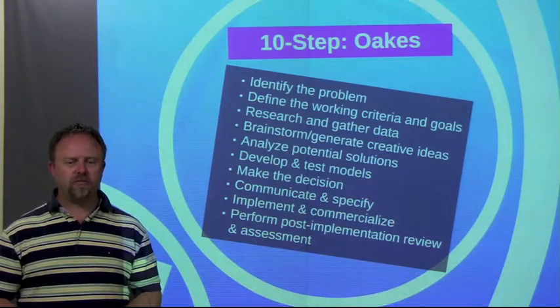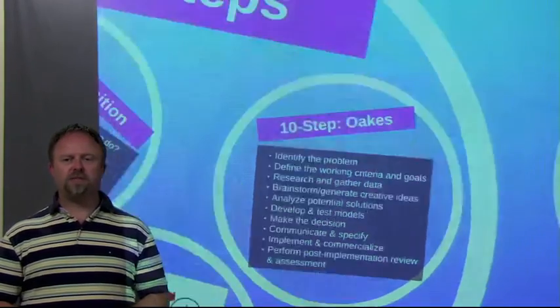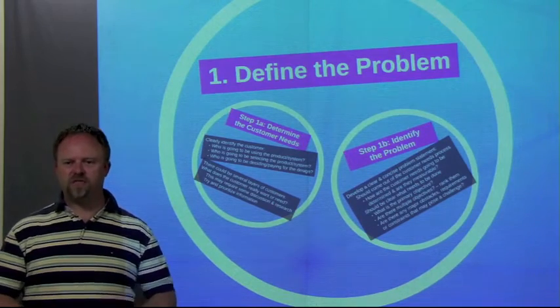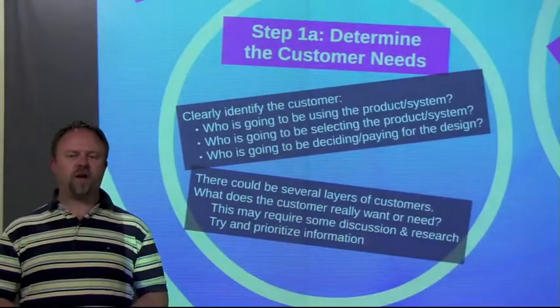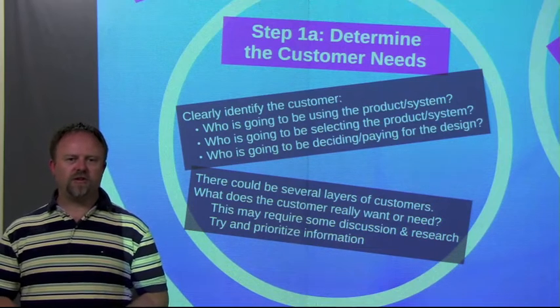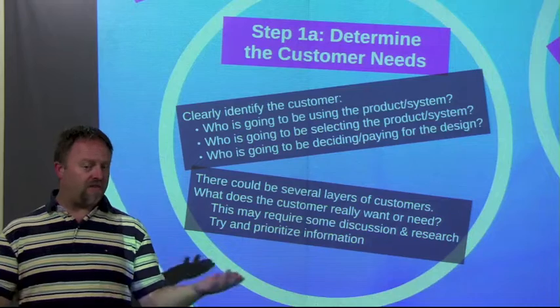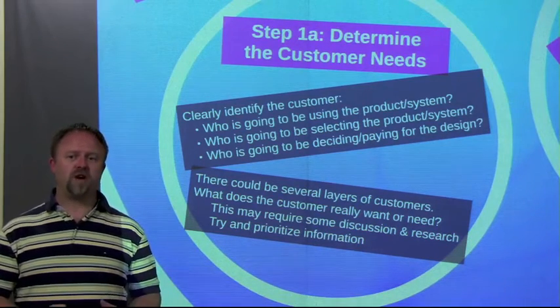We're going to take a simpler process. We'll go through 5 steps, which kind of encompasses some of those more in a general way. So let's look at defining the problem. The first thing we're going to have to do when we're defining a problem is determine what the customer needs are. We have to identify who's going to be using this product.